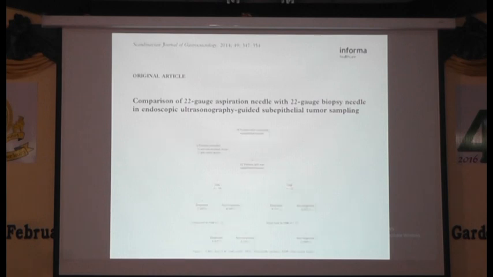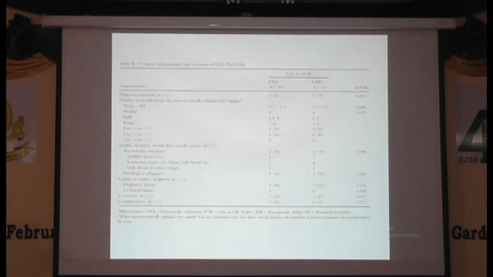So we compared two groups, FNA and FNB, and after performing three passes, if we could not get enough tissue, we did a crossover study. Only 2 cases had the diagnosis with the FNA needle, but 9 cases, 75%, had the diagnosis with FNB. It is quite lower than the usual report because we did only 3 passes.